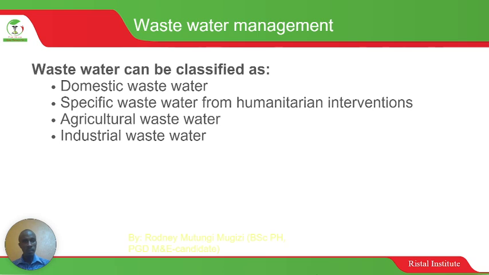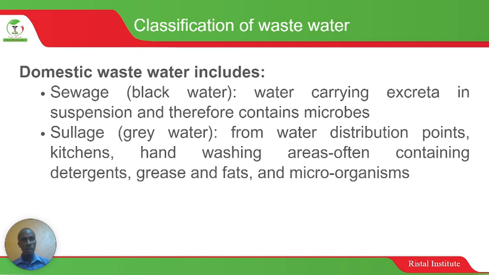So wastewater basically is that water that can be generated from those activities that we do, and it can be classified as domestic wastewater. It can be from specific sources like we are going to see, but it can also be as a result of agricultural practices. Then it can also originate from industrial processes. So domestically, we can find this wastewater.